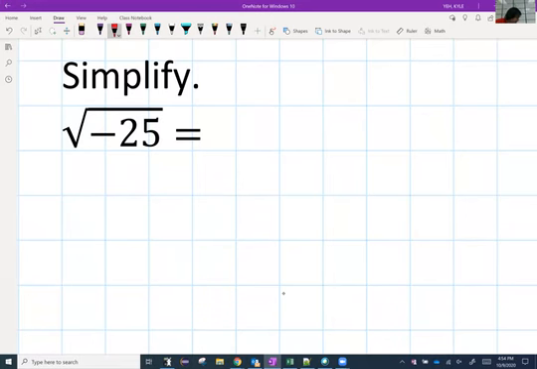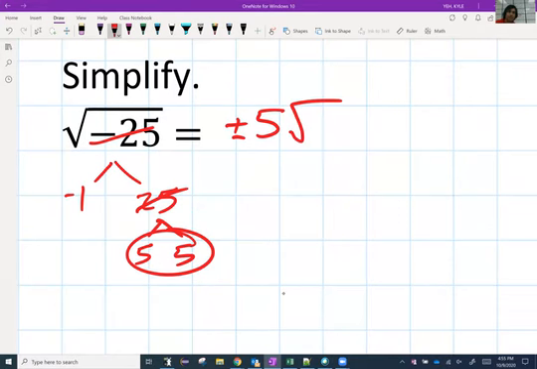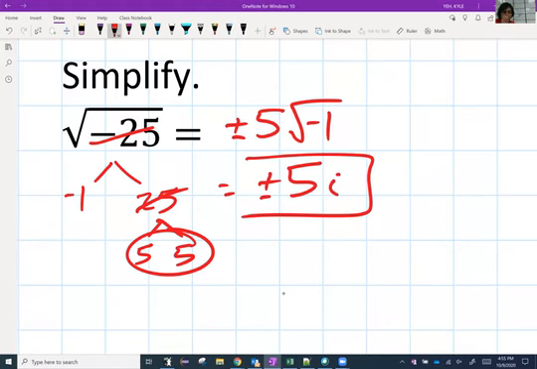I know that I could break this into -1 and 25. Now, 25 is 5 and 5, and there's my pair. Found it. So I can pull a 5 out. I know it's plus or minus. I can pull a 5 out, and I'm left with the square root of -1 because there was no pair for that square root of -1. But you know what? I don't want to write square root of -1. That muddies things up. I have a cleaner way to write that. Plus or minus 5i is the square root of -25.